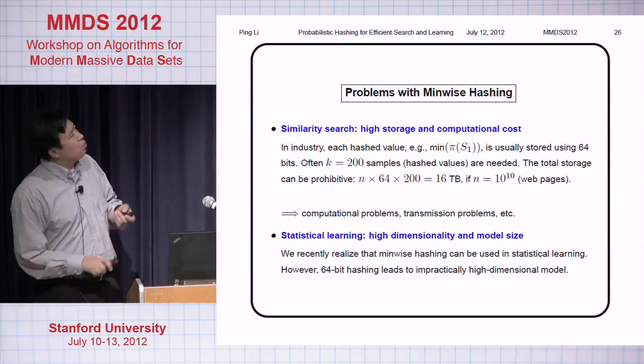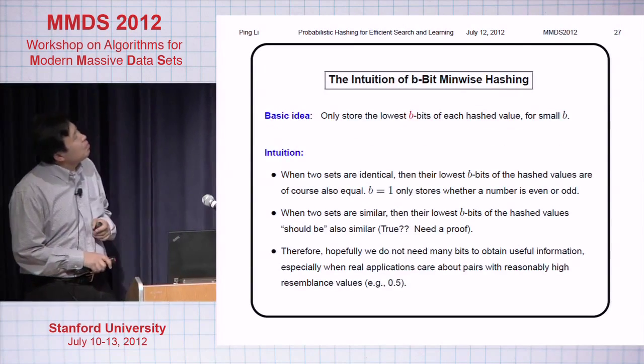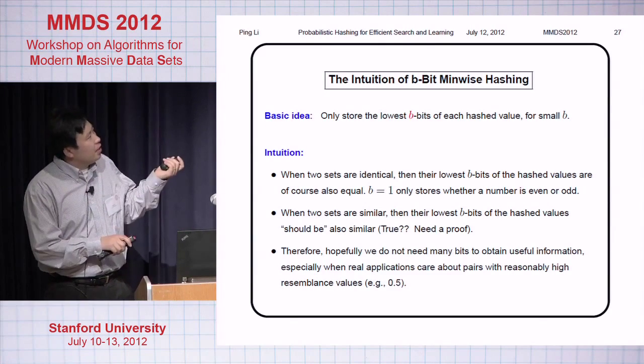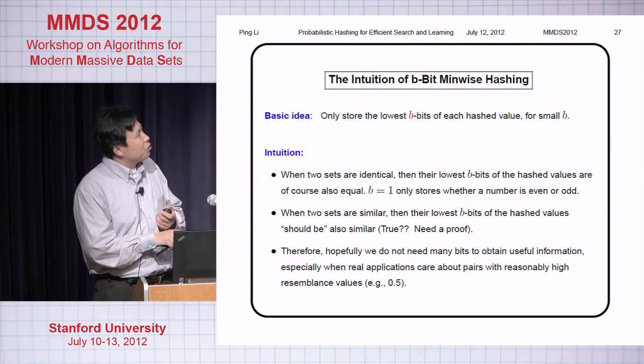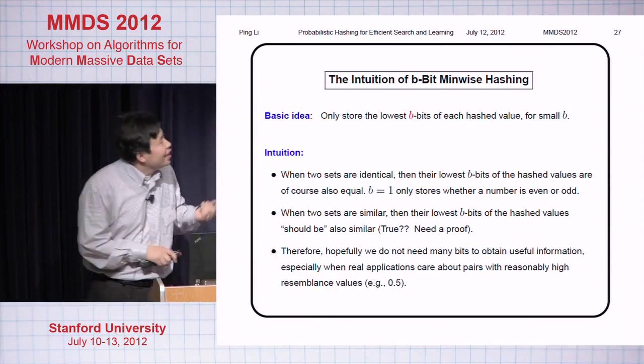But B-bit minwise hashing provides a solution to both of them. So that's the intuition of B-bit minwise hashing. Suppose the two sets are identical, then any part of them is identical. So that means b equal to 1 suffices. Actually, b equal to half also suffices.